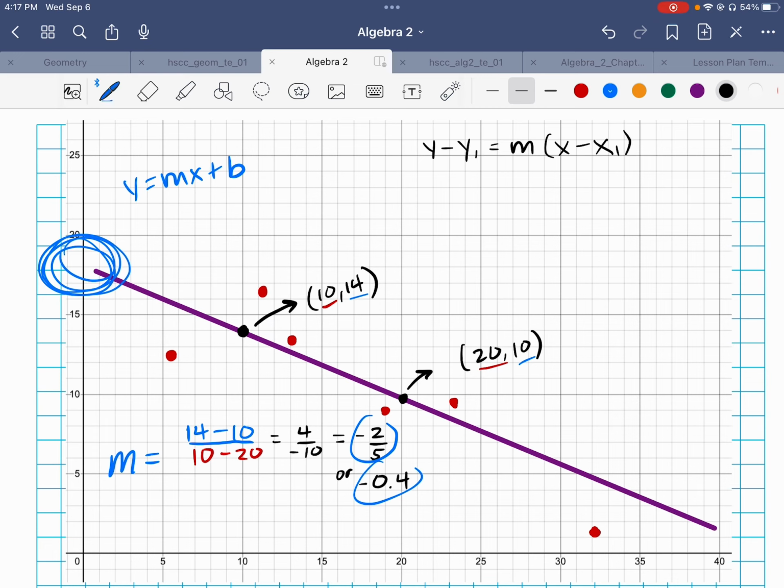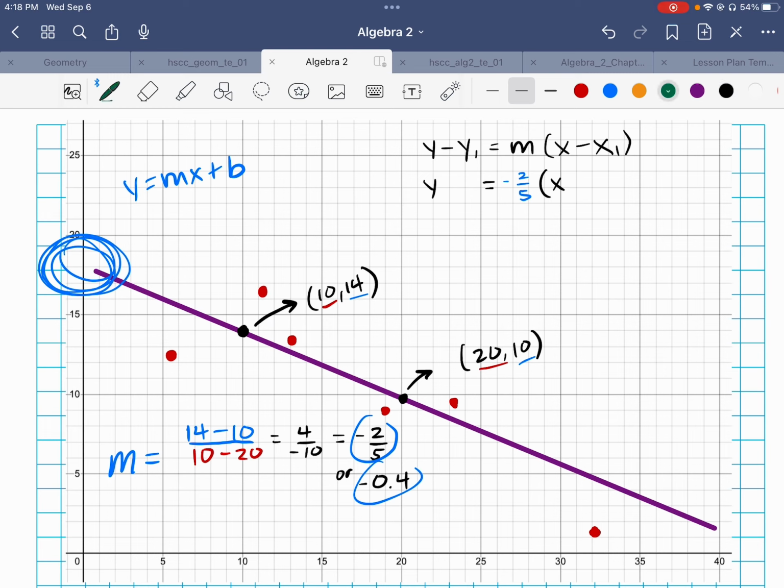Now, my slope is already known to us. We already found it. It's negative 2/5. So I'm going to put a negative 2/5 right there. The x and the y are variables, and they're not going to change. They are variables dependent upon each other. And then I'm going to put my y1 and my x1.